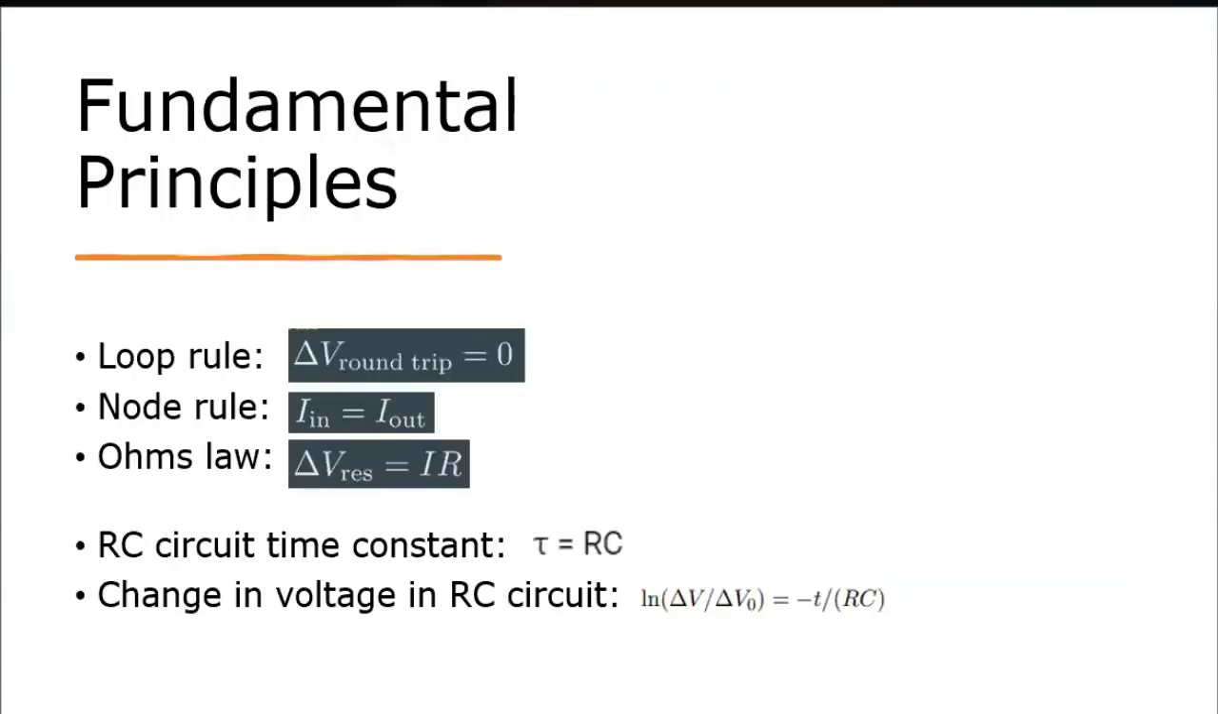The fundamental principles used in this lab will be the loop rule, which is just that a round trip around a circuit will have a potential difference of 0. The node rule, which is that the current going into a segment is the same as the current going out of a segment. Ohm's law, which is that the potential difference equals current times resistance. And then for RC circuits, which are circuits with a capacitor, the RC circuit time constant is resistance times capacitance. And the change in voltage in an RC circuit is as shown.